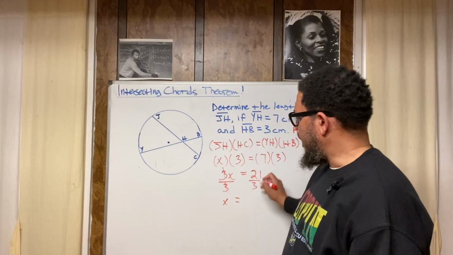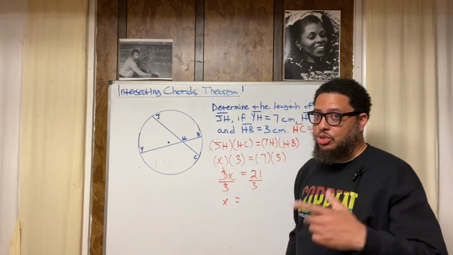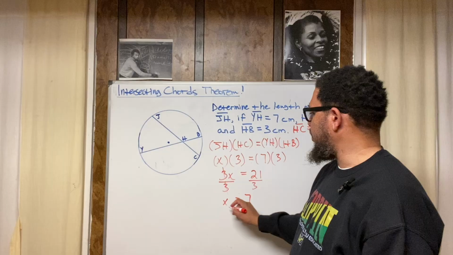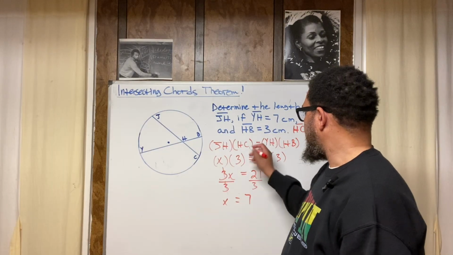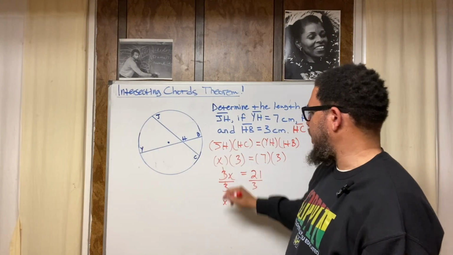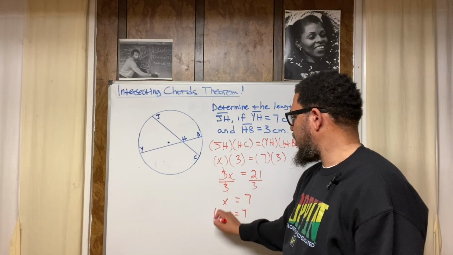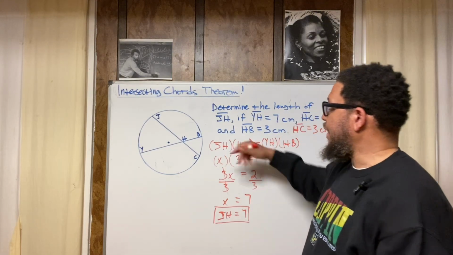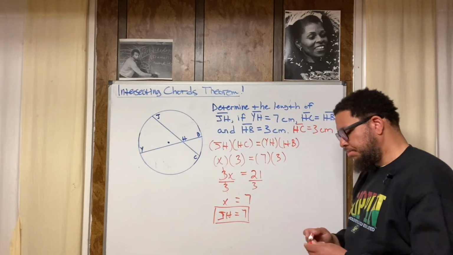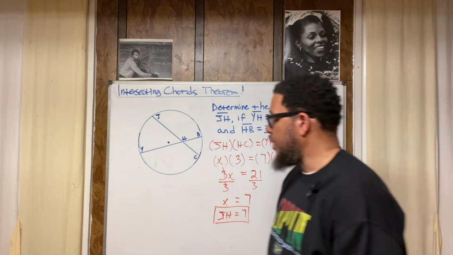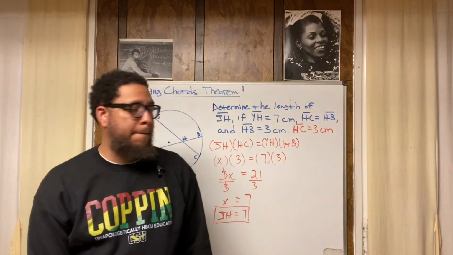All right. So we've got X. And then know your division facts. You need to know that 21 divided by 3 is 7. So X equals 7. So therefore, we replaced JH with X. So we're saying JH is equal to 7. Boom. And that's how you use the intersecting chords theorem. That's it. Ain't nothing too crazy at all. That's the intersecting chords theorem.